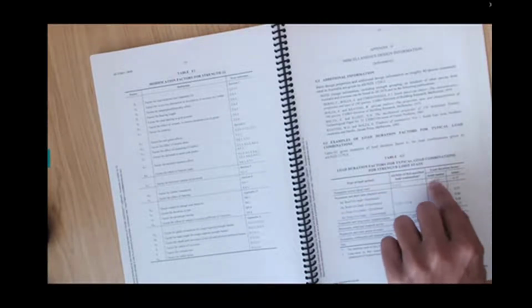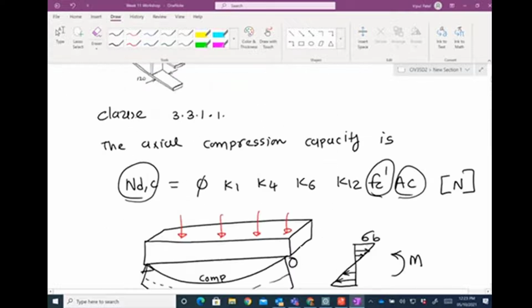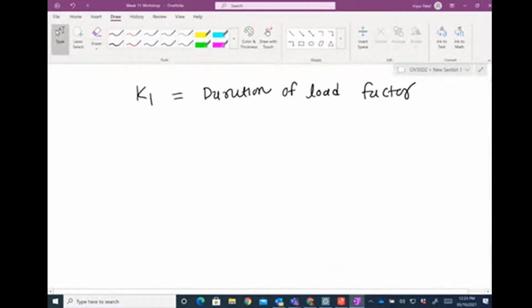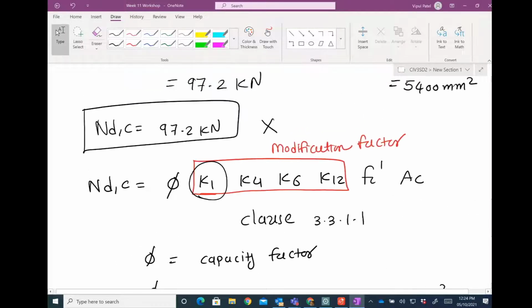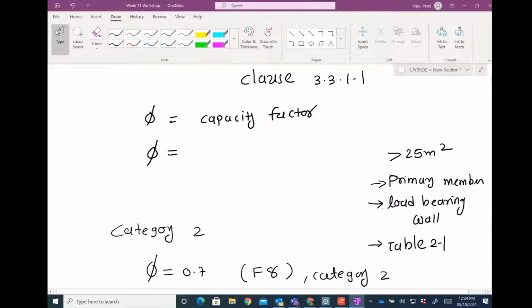In that case you can take 1.35 G, that is the load case. We do not need to worry about this one, but we are going to have a load duration factor k1 equal to 0.57 coming from table G1. So from table G1, in the example, permanent load only is given, and that is 1.35 G. In that case the load duration factor k1 equals 0.57 from table G1. So we are done with k1 of the capacity factors. Now we are going to go for k4.